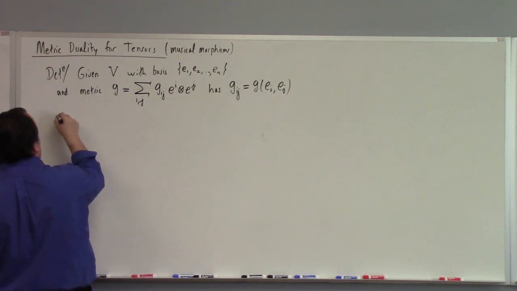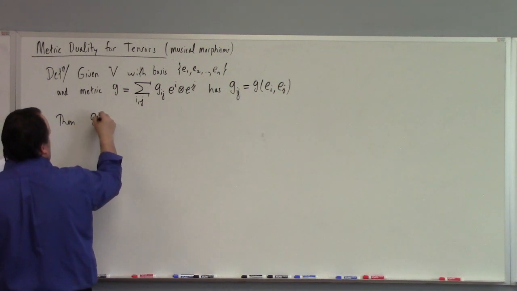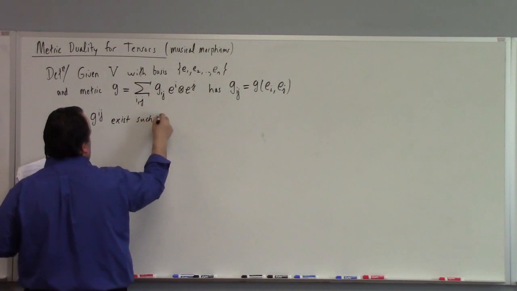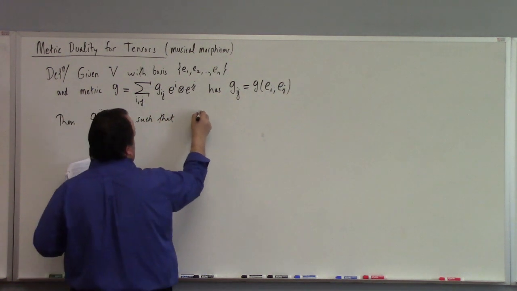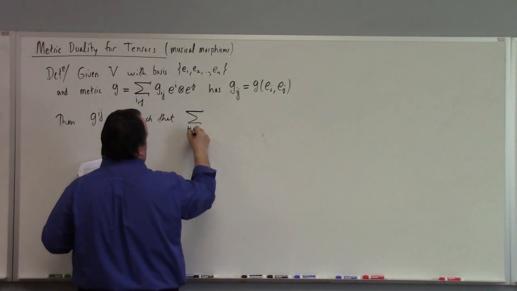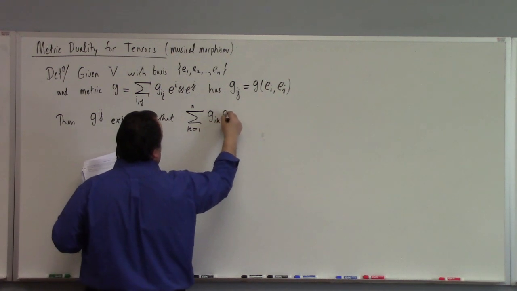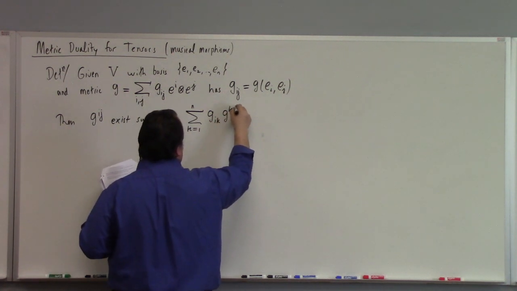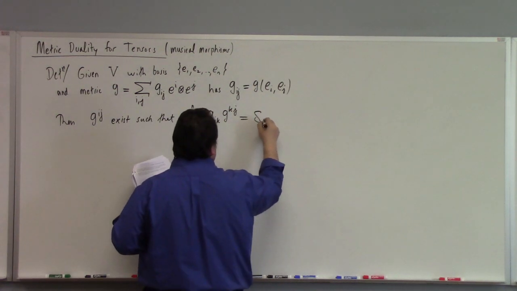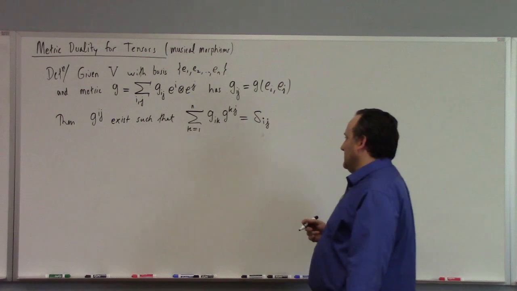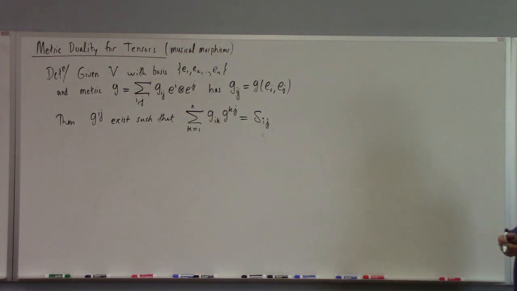There then exists G upper ij such that the sum, let's say, k equals 1 to n of G lower ik, G upper kj is equal to the Kronecker delta ij. If you forgive me for not sticking with the index conventions here. Some people would write lower i, upper j there. I don't like that.